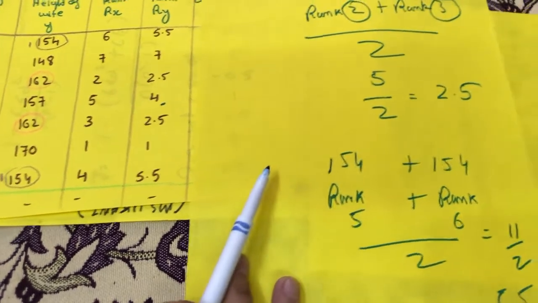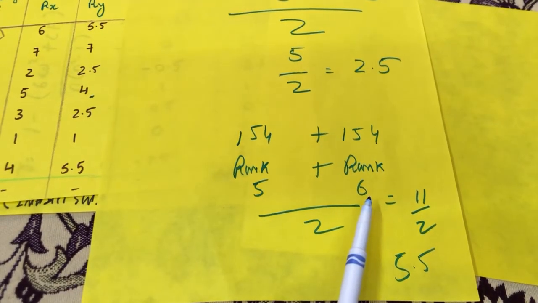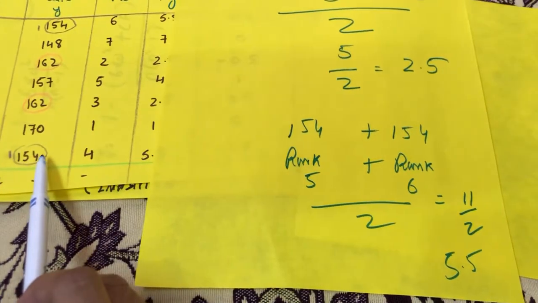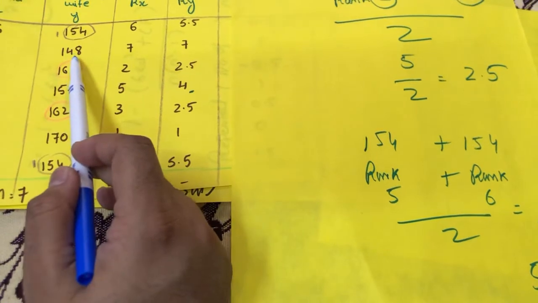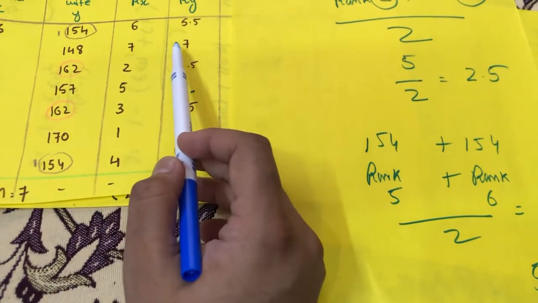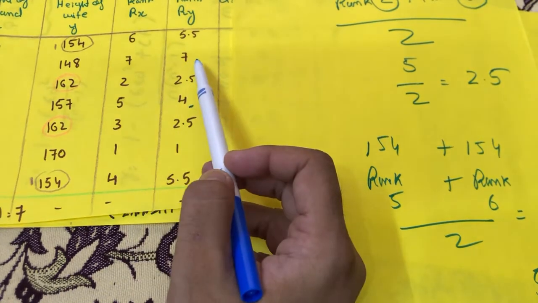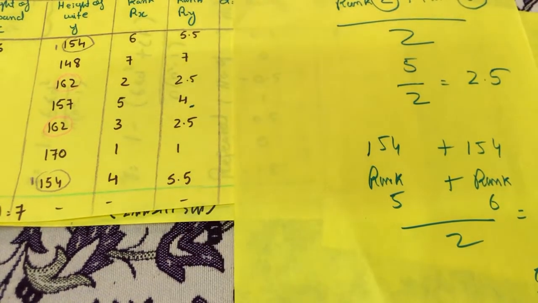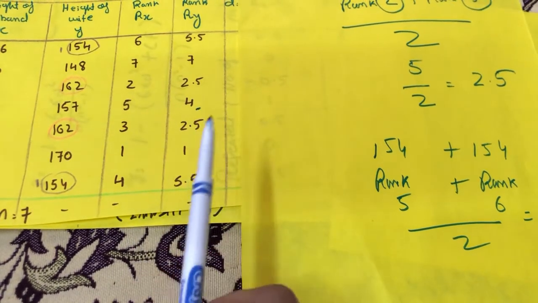That means now we had already given rank up to 6. Now the number smaller than 154 is 148. So we will give rank 7, that is Ry. Okay, so in this way we had prepared the columns Rx and Ry.